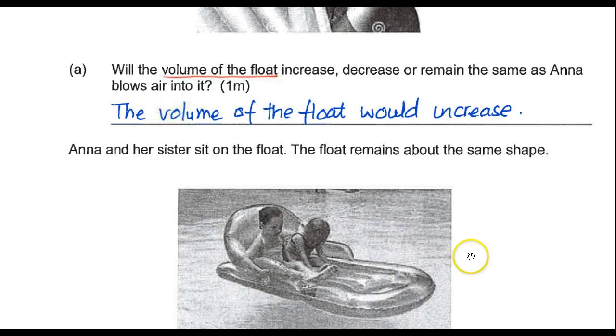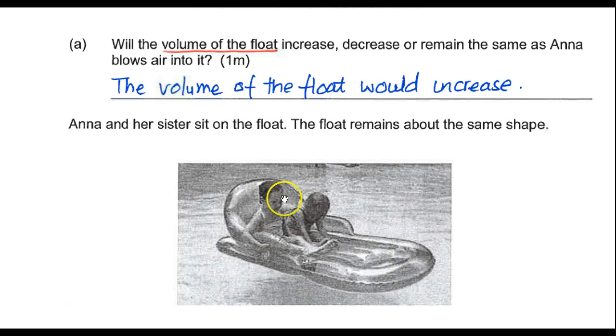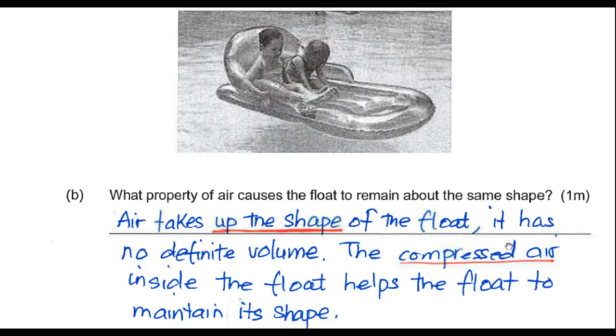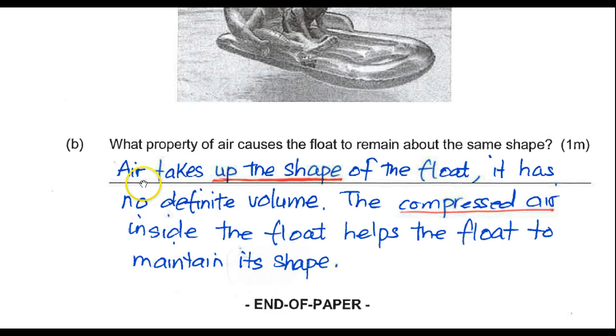Next. Now, Anna is just sitting on this float. The float remains about the same shape. Now, talk about the properties of air. Look here. Air takes up the shape of the float, right? Because it's able to take up the shape of the float. It does not spoil the shape of the float, right? It does not change the shape. So it adapted to the shape of the float.